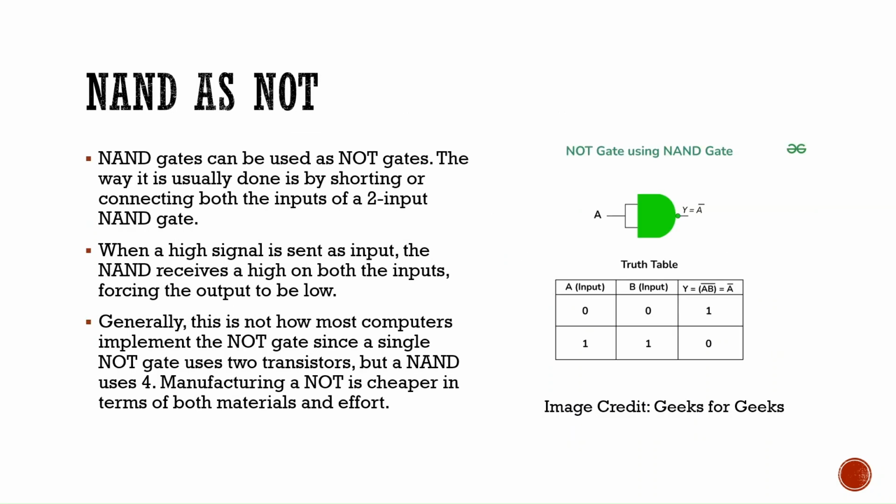Let us take a look at NAND as NOT. NAND gates can be used as NOT gates. The way it's usually done is by shorting or connecting both the inputs of a 2-input NAND gate. When a high signal is sent to the input, the NAND receives a high on both the inputs, forcing the output to be low. Generally, this is not how most computers implement the NOT gate, since a single NOT uses 2 transistors but a NAND uses 4. Manufacturing a NOT is cheaper in terms of both materials and effort.